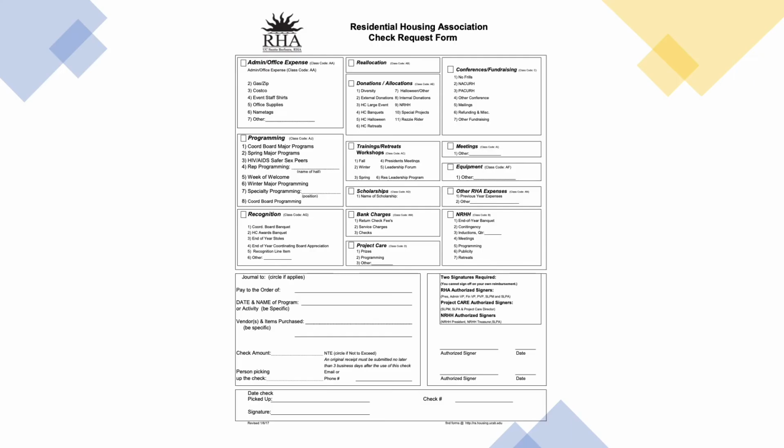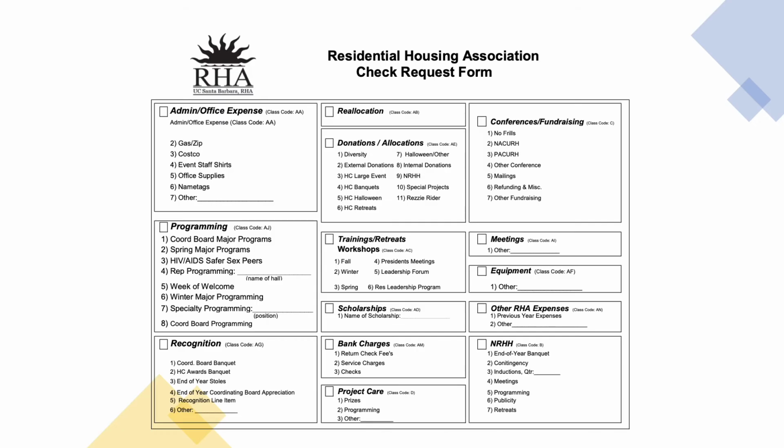Here is what the RHA check request form looks like. Let's get a little closer. In the upper section, you'll select the category your reimbursement falls under. You can pause the video here to review the different categories. Let's use an example to fill out this check request form.